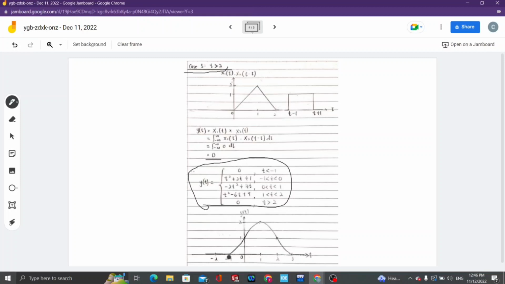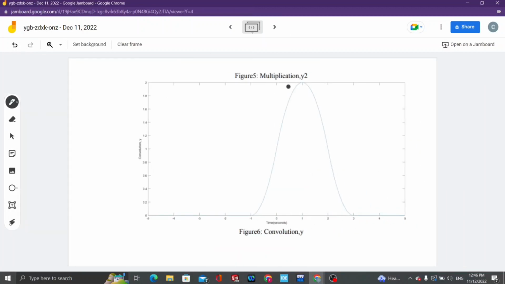The convolution will start at t equal to -1 and end at t equal to 3, with the peak of 2 at t equal to 1, which is proven true by our MATLAB code that starts at t equal to -1, ends at t equal to 3, and peaks at t equal to 1 with an amplitude of 2.